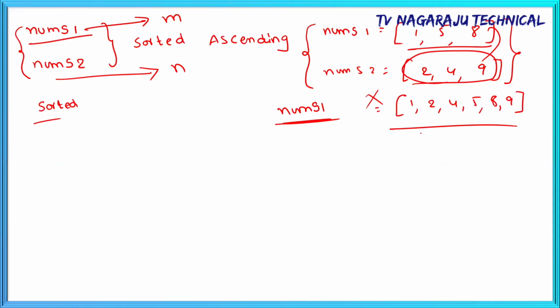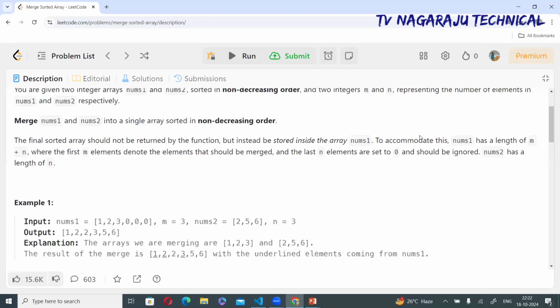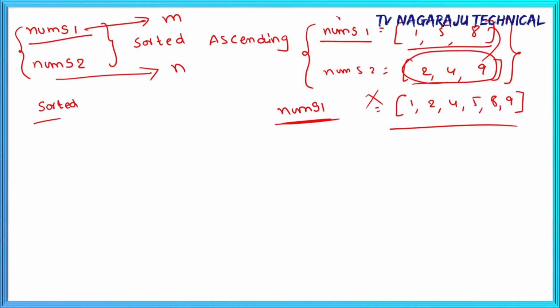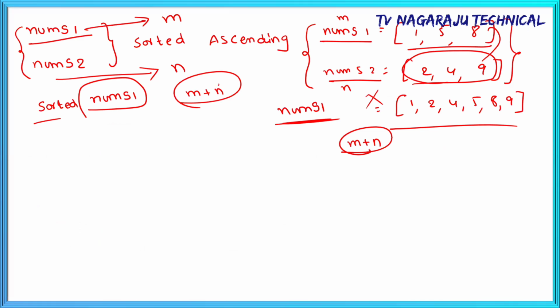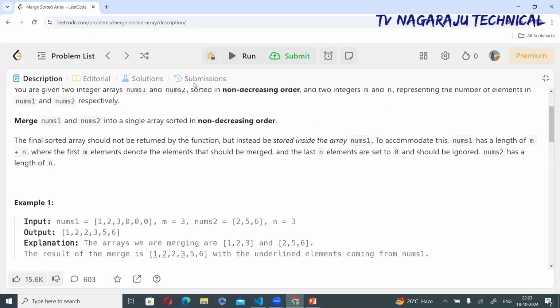To accommodate this, nums1 has a length of m plus n. What is the meaning? This consists of m elements, and this consists of n elements. After merging, how many elements do you have? M plus n elements. That is the reason they assumed the size of nums1 is m plus n. Why? For placing the second array's n elements. In this, the first m elements denote the original nums1 values and the last n elements are set to 0 and should be ignored. Nums2 has a length of n.